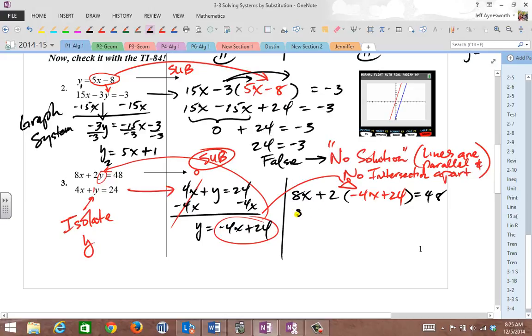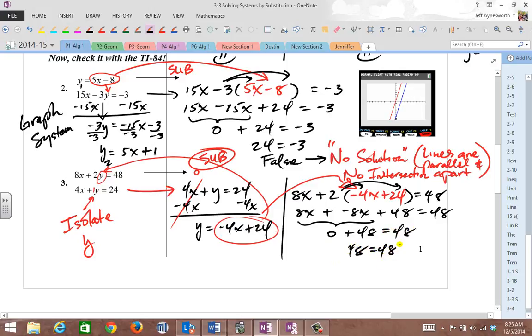Distribute through the 2. So I have 8x plus -8x, or you can say -8x, same thing. Distribute once, distribute twice, plus 48 equals 48. Adding like terms, I get 0 plus 48 equals 48. That means 48 equals 48. That's obviously a true statement. Okay, but what in the world does that mean?